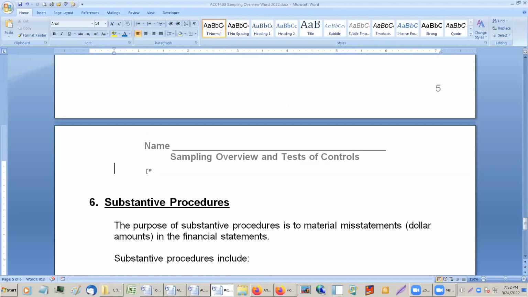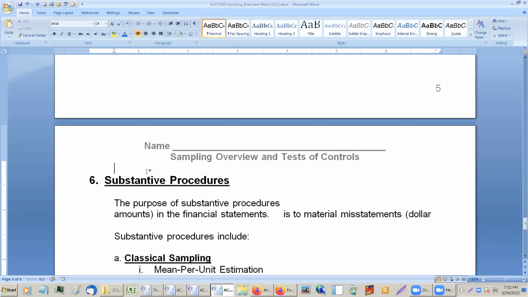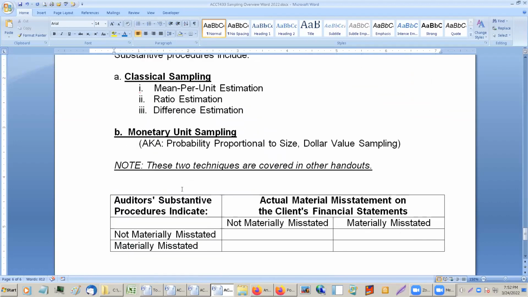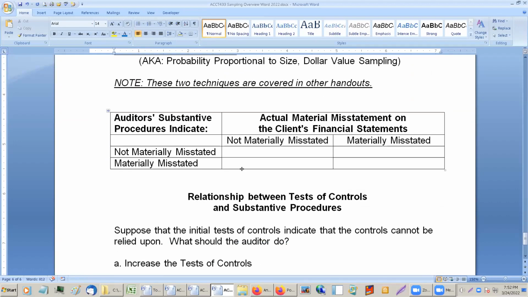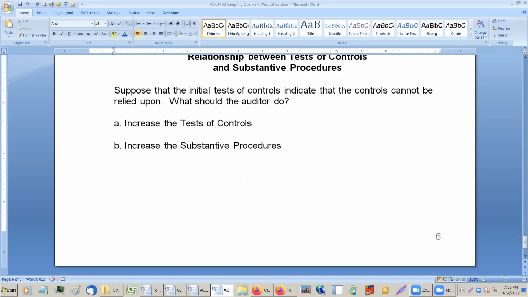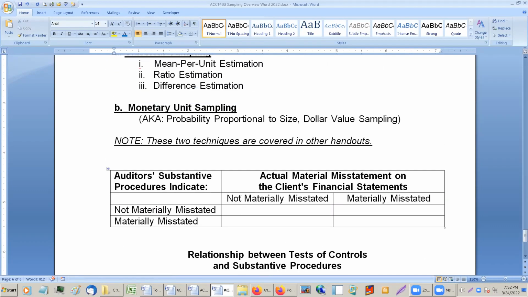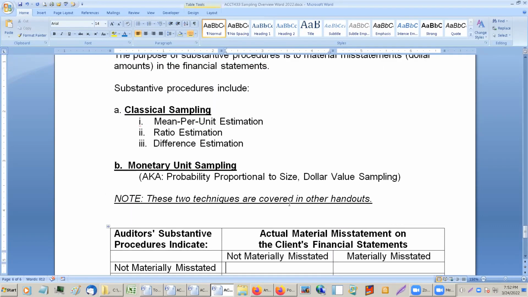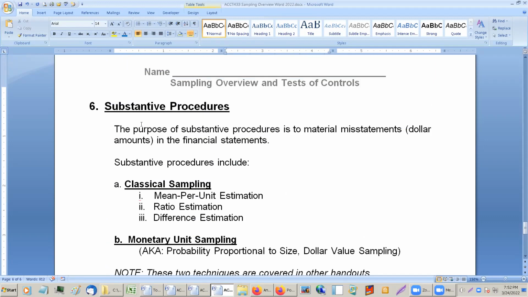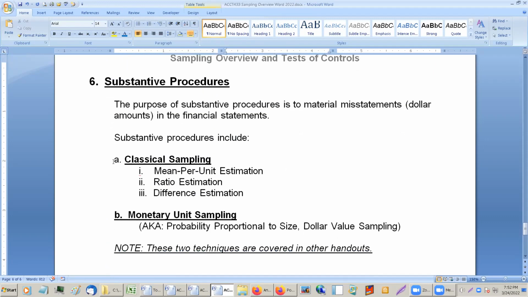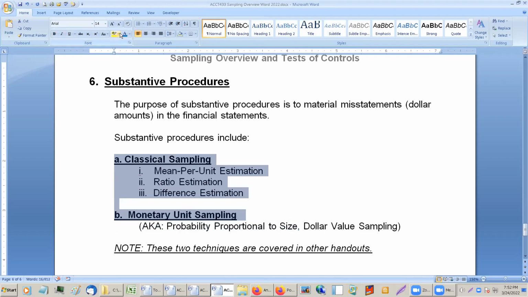Question on that? Same thing holds true for substantive tests, the dollar amounts. So the classical sampling, monetary unit sampling, the ones we did the other week.